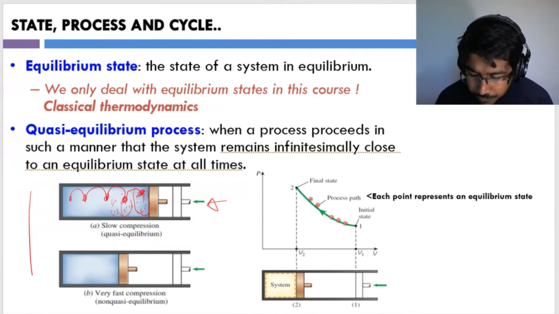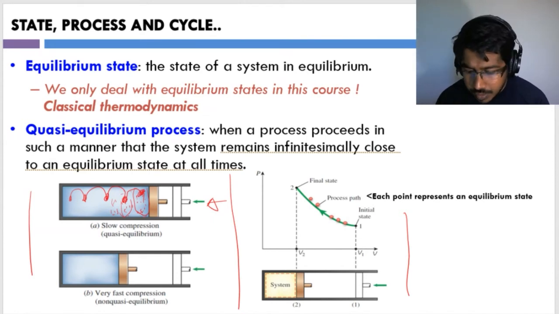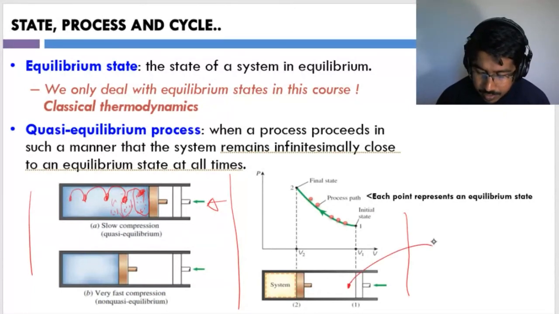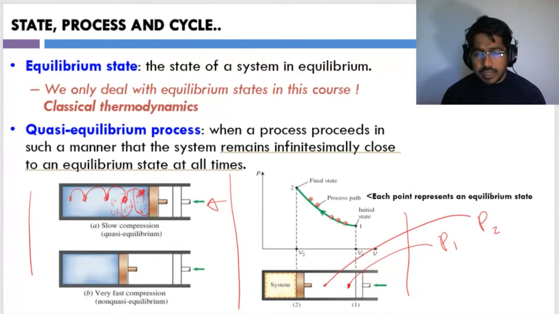So if we try to draw a PV diagram for that, you can see here in this block we have drawn a PV diagram. Let's say the pressure at a given point is P1. Can we say that P2 and P1 are equal to each other, if we do it really fast? It is not equal, right?